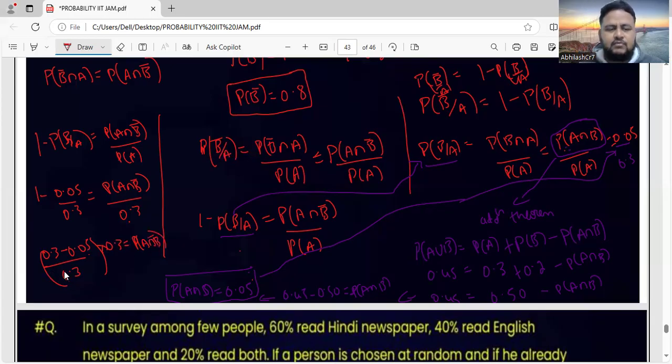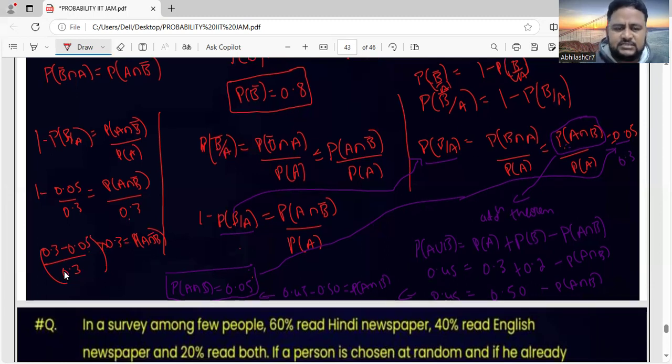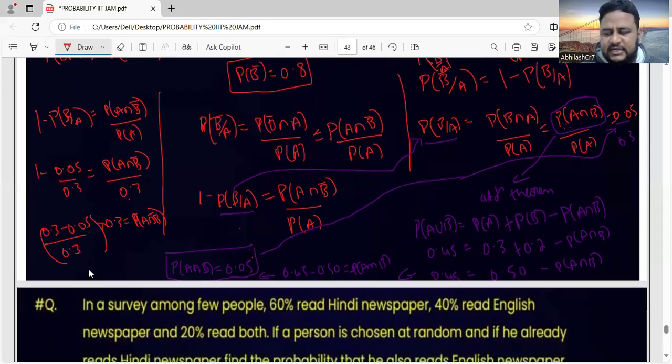Okay. Now, if we solve this, what will it come to? 0.3 minus 0.05. What is the answer? We will get it as how much? You can solve it here. See here. 0.30 minus 0.05. So 10 minus, I'm writing for your understanding, 10 minus 5 is 5. Okay. 2 minus 0 is 2. So it is 0.25. This will be 0.25 divided by 0.3 into 0.3.